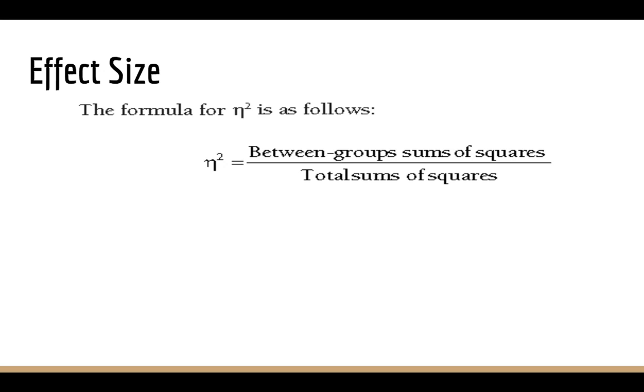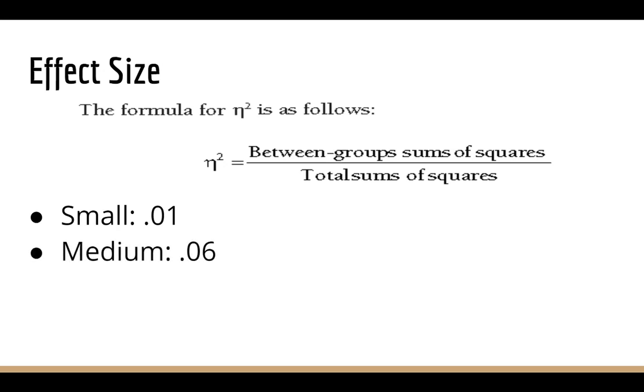What you do need to know is that the guidelines for how to interpret eta squared are as follows. A small effect is about 0.01, so an eta squared of 0.01 is considered small. An eta squared of 0.06 is considered medium, and 0.14 or larger is considered large.